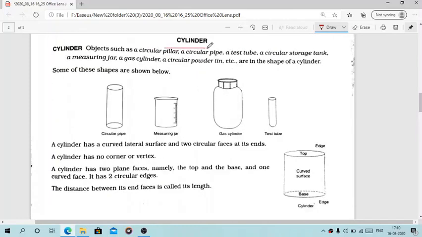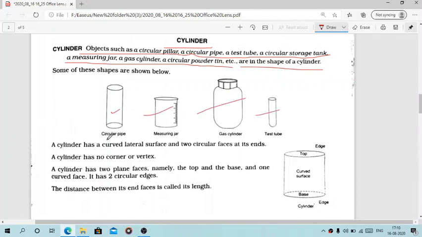Cylinder. Objects such as a circular pipe, circular pillar, test tubes, circular storage tank, measuring jar, a gas cylinder, a circular powder tin, etc. are the shapes of cylinders. See, these are the examples.